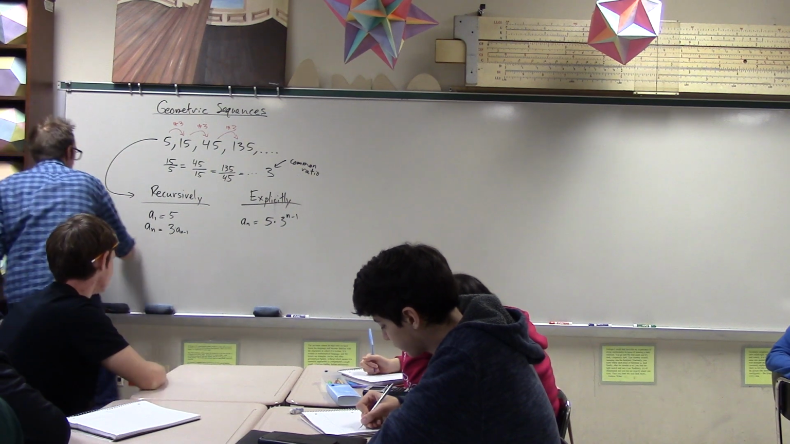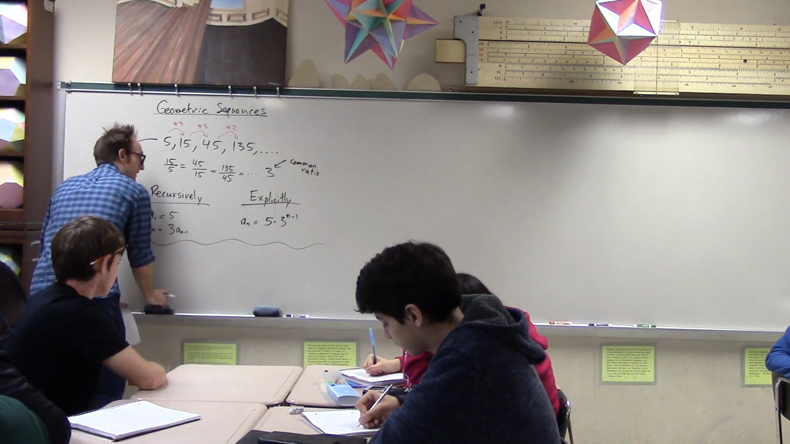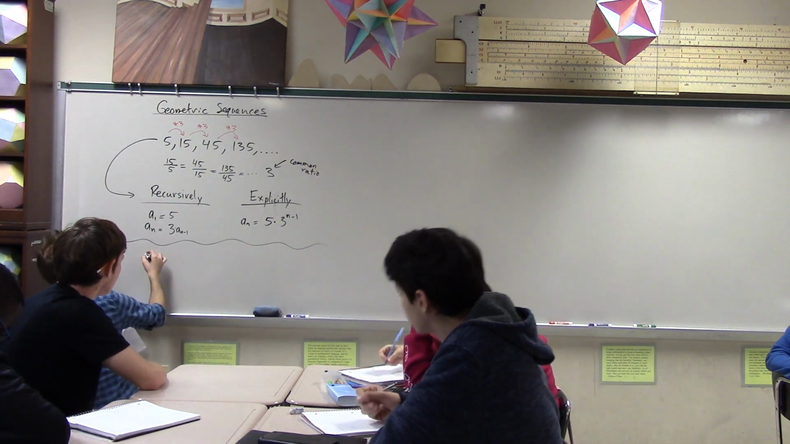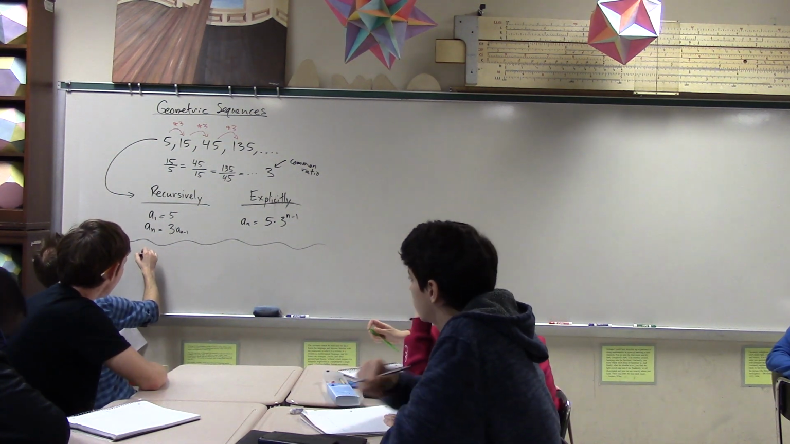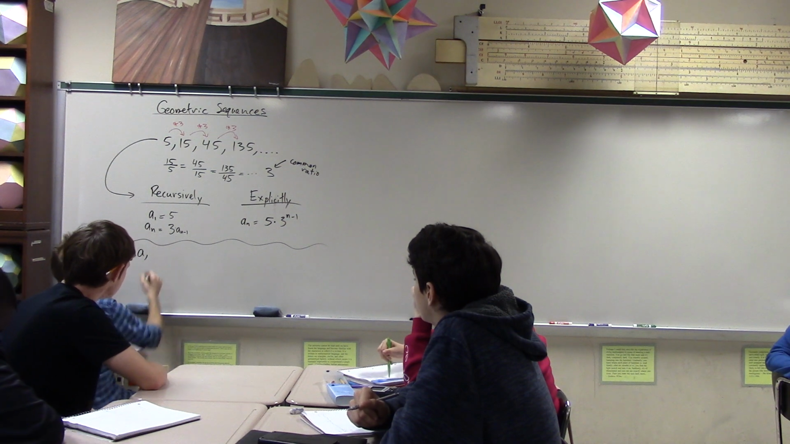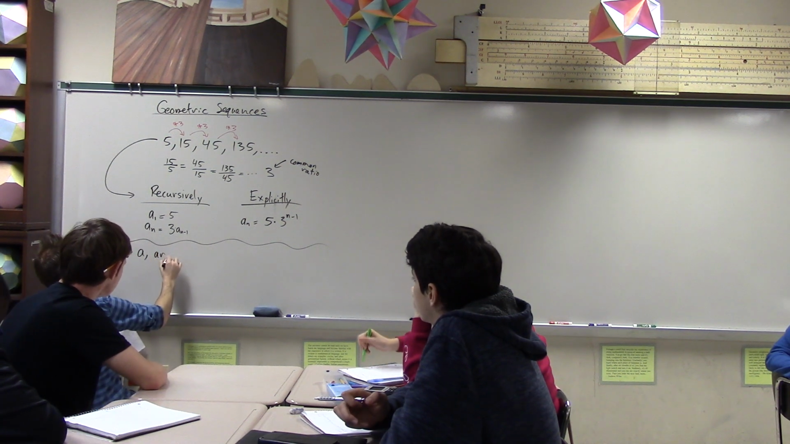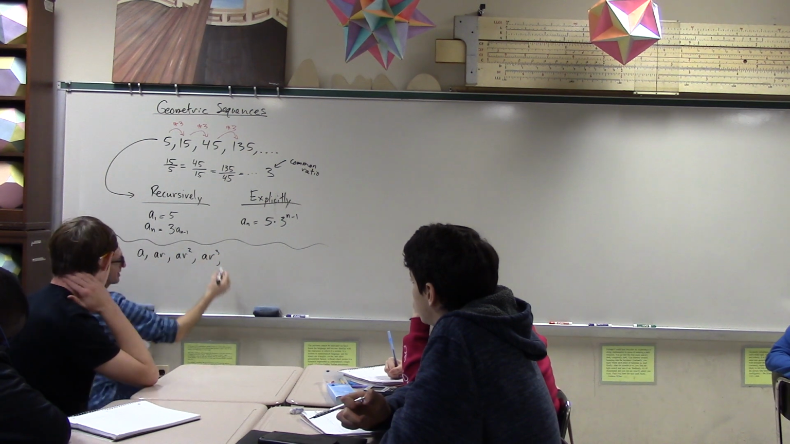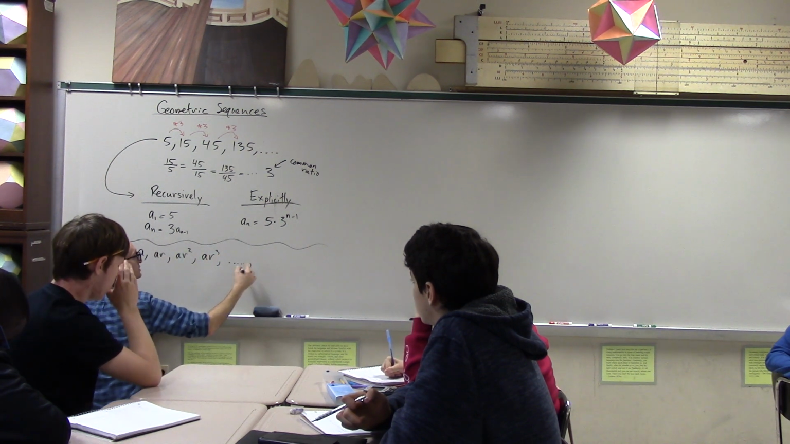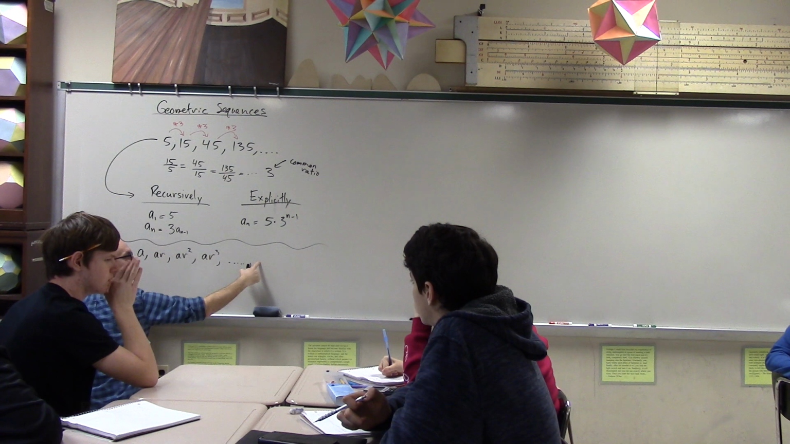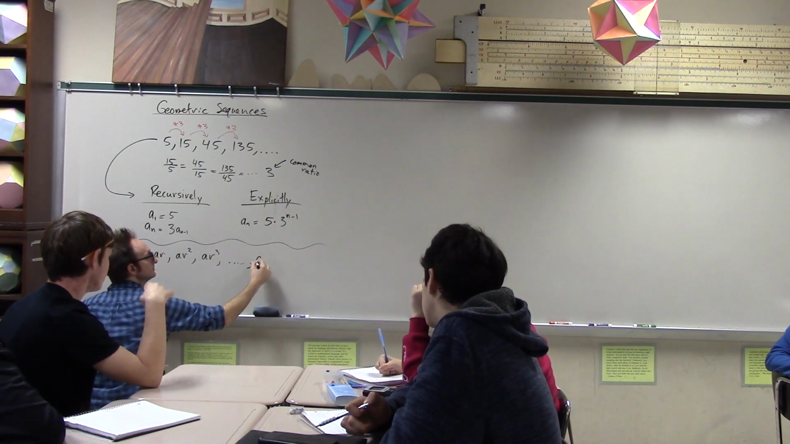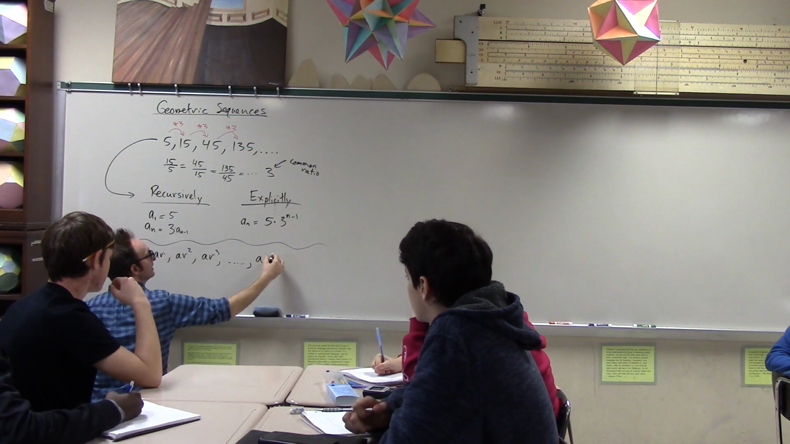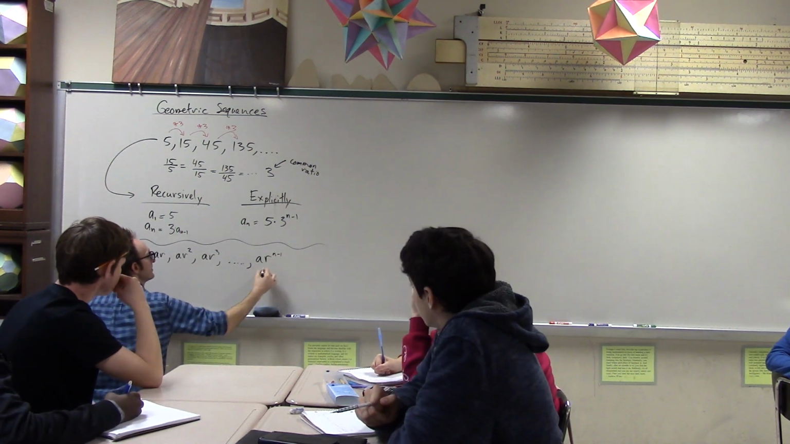Okay, and more generally, if you give me a generic geometric sequence, the first term we could just call A, the next term would be AR, next term AR squared, AR cubed, etc. And they go all the way out to the nth term. What does the nth term look like? A times R to the n minus 1. So that's the nth term.